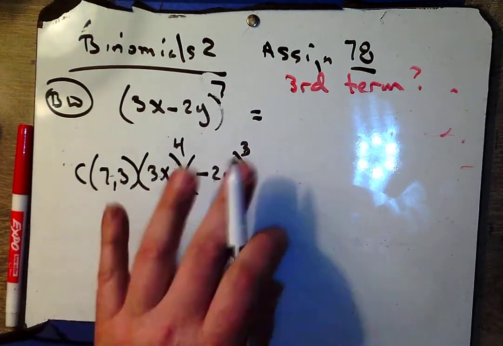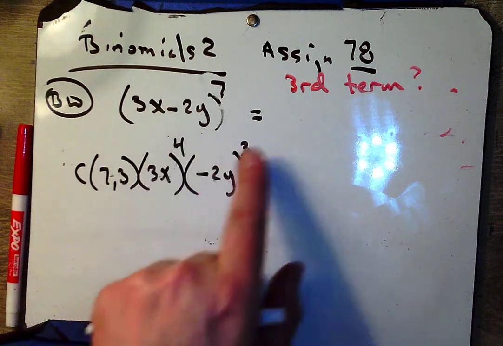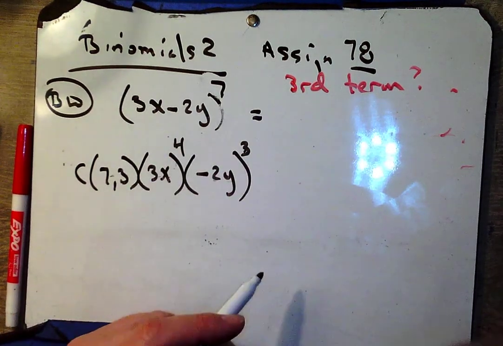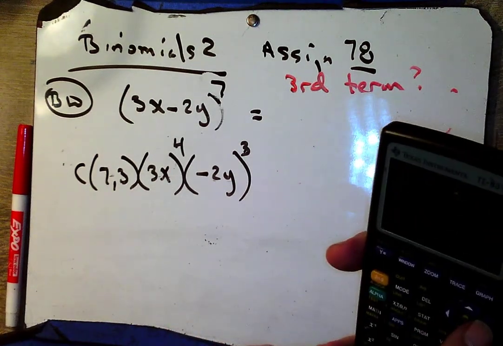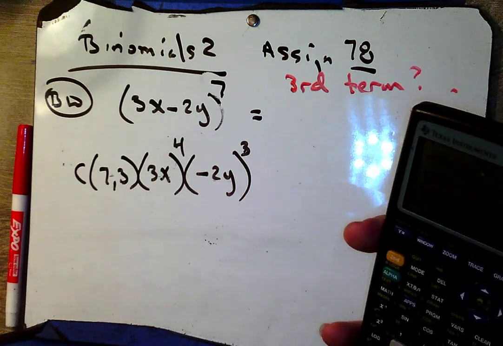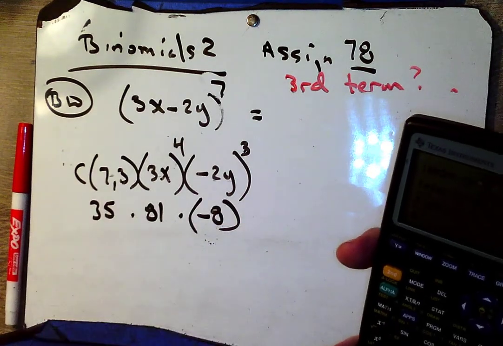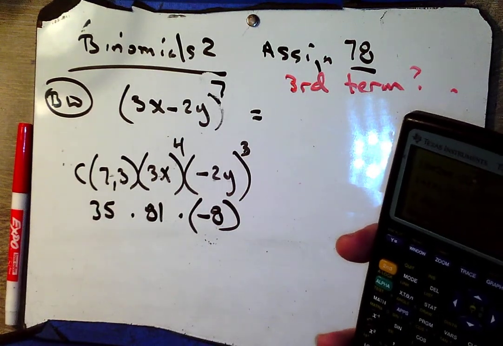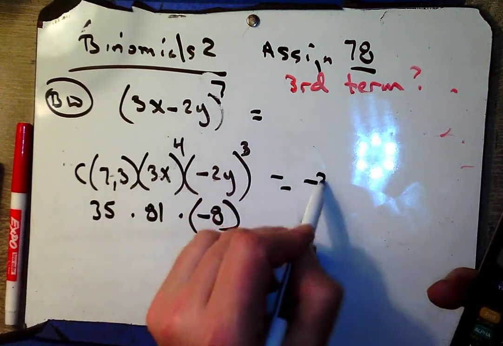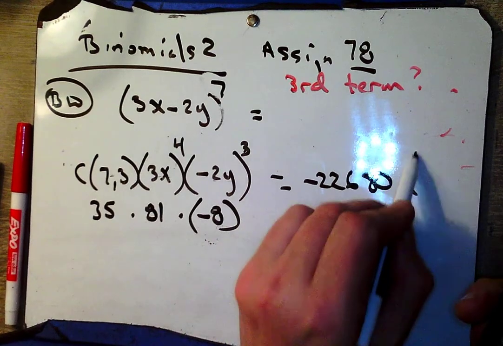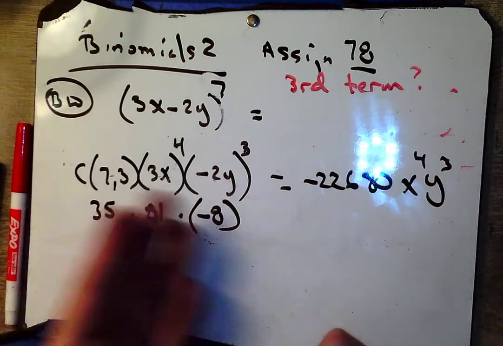Yes, I do want you to make a numerical calculation and figure out what a combination of 7 choose 3, times 81 times negative 8 is. So we've got 7 choose 3, 35 times 81 times negative 8. And I get minus 22680, x to the fourth, y to the third. Cool. So that was the third term.